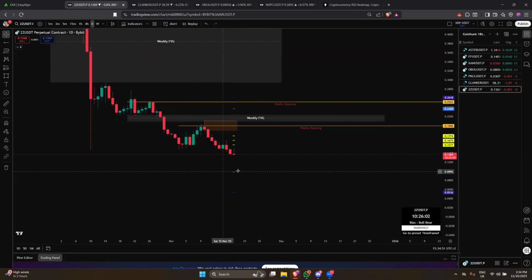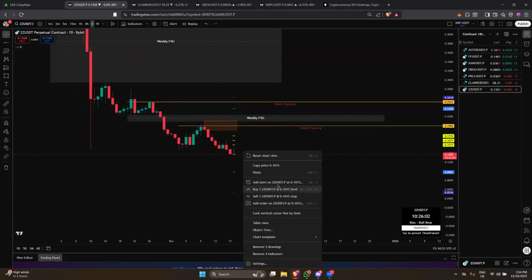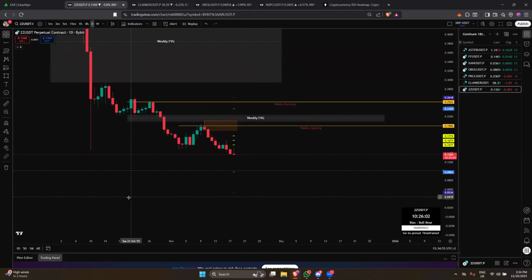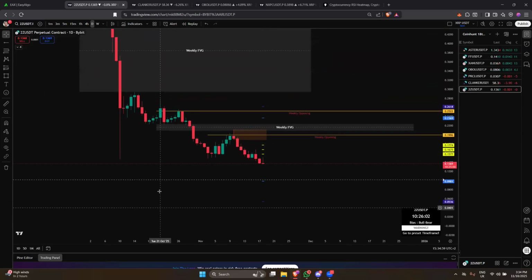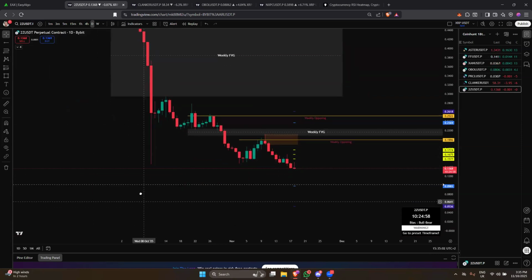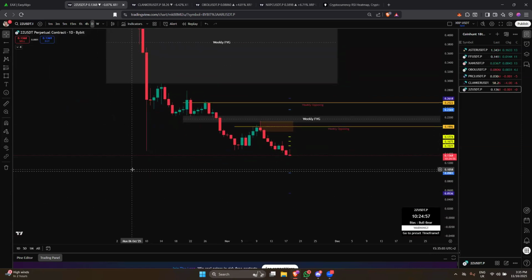I would actually have a look around here as well. I wouldn't put anything in, but it's got lots of liquidity. This one doesn't have too much to work off, unfortunately.